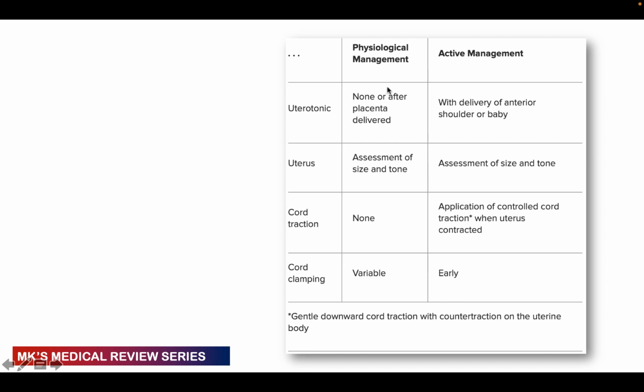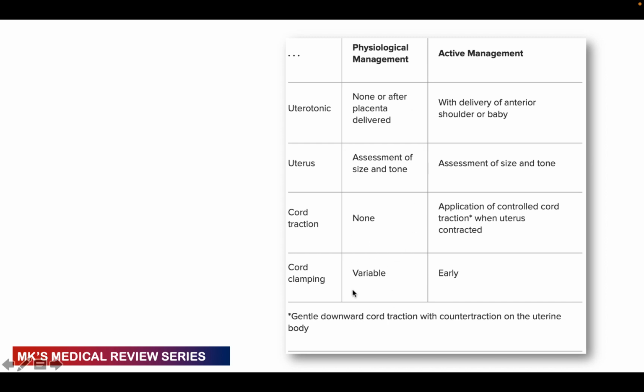With physiological management, we have this assessment of the size and the tone. Same thing is happening in active management. With physiological management, there is no cord traction. With active management, there is what is known as controlled cord traction when the uterus is contracting. Never should you pull on the umbilical cord if the uterus is not contracted, because it can actually lead to prolapse of the uterus.